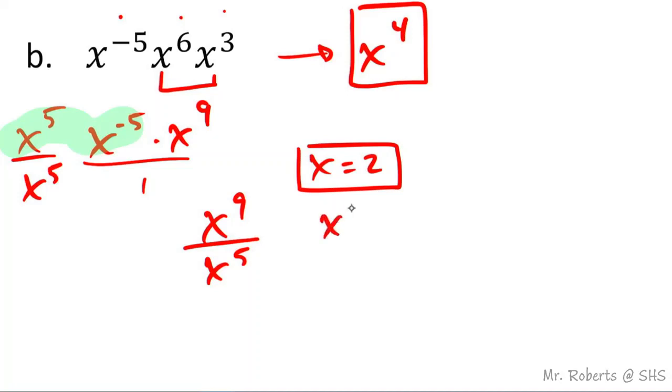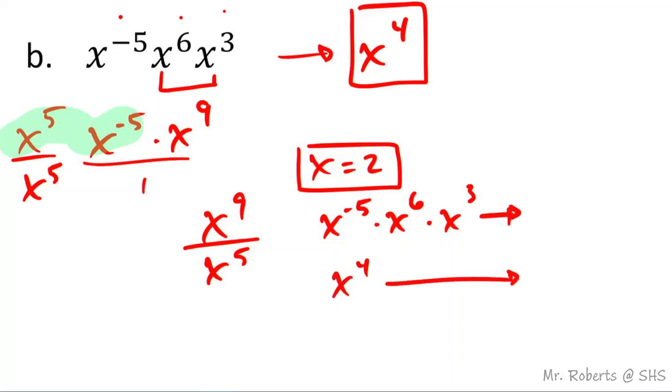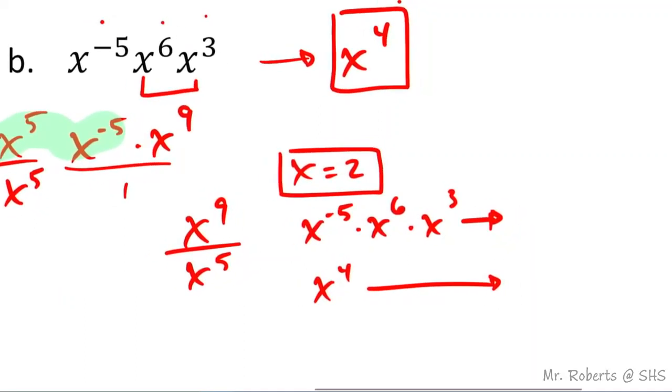Well, I can look at what this equals, x to the negative 5th times x to the 6th times x to the 3rd, and I can compare that with what x to the 4th equals. These should be identical to each other, right? If they're not producing the same value, then I've simplified this incorrectly. And again, our calculators do such a great job of this task. Let's go ahead and bring up our TI calculators.